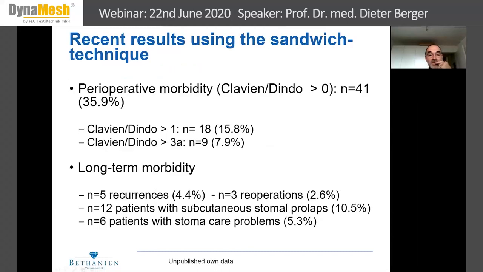And what we found was a Clavien-Dindo between 1 and 3A complication rate of 16%, and more severe complications in almost 8%. Long-term morbidity has been recurrences in 4.4%, reoperations in 2.6%, and subcutaneous prolapse, which sometimes persists after the procedure because I'm not really able to resolve the complete subcutaneous prolapse in my technique, at least. And 6 patients reported stoma care problems.